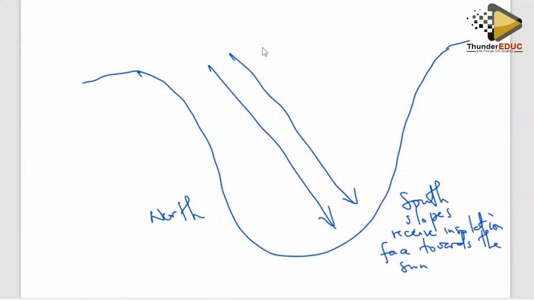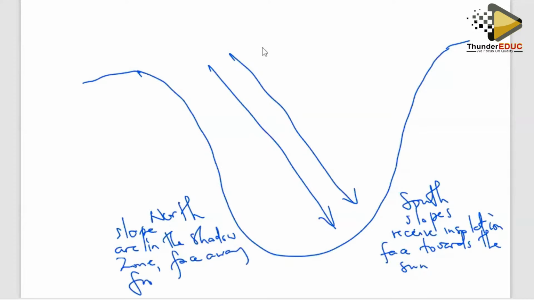And northern slopes, they are in the shadow zone. They face away from the sun. That is in the southern hemisphere. Northern slopes, they are in the shadow zone. They face away from the sun. Southern slopes, they receive insolation. They are facing towards the sun.